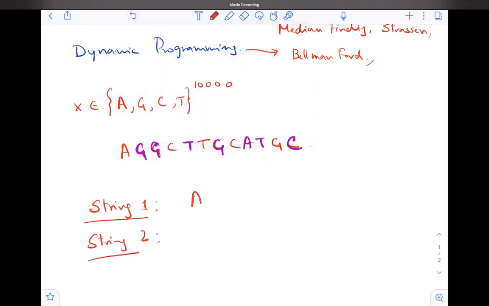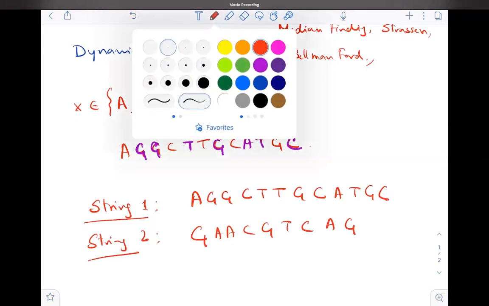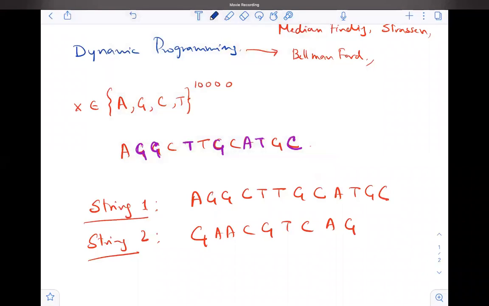Say here it is G, G, C, T, T, G, C, A, T, G, C. And the other one is G, A, C, G, T, C, A, G. Now, what is the longest common subsequence? A common subsequence is nothing but a sequence that is available in both of them.